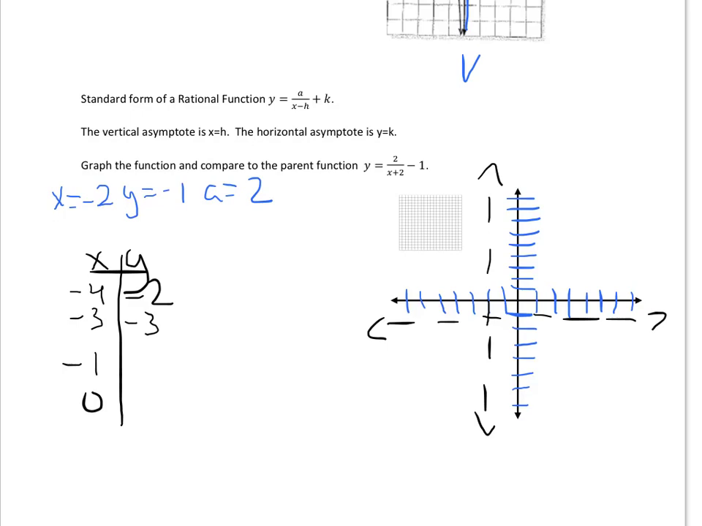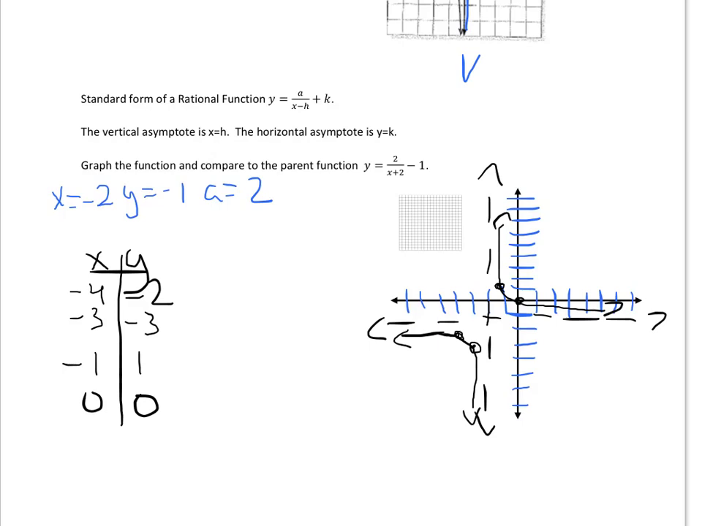1, 2, 3, 4. 1, 2. And -3, -2. So there's those two. Plug in the -1, you get 2. Plug in the 0, you get 1. So -1, 2 and 0, 1. So there is your graph. Okay?